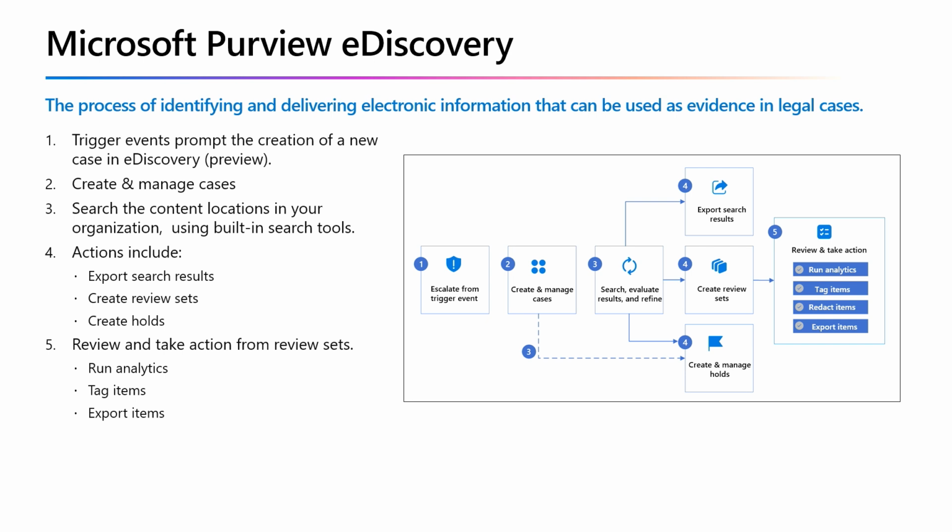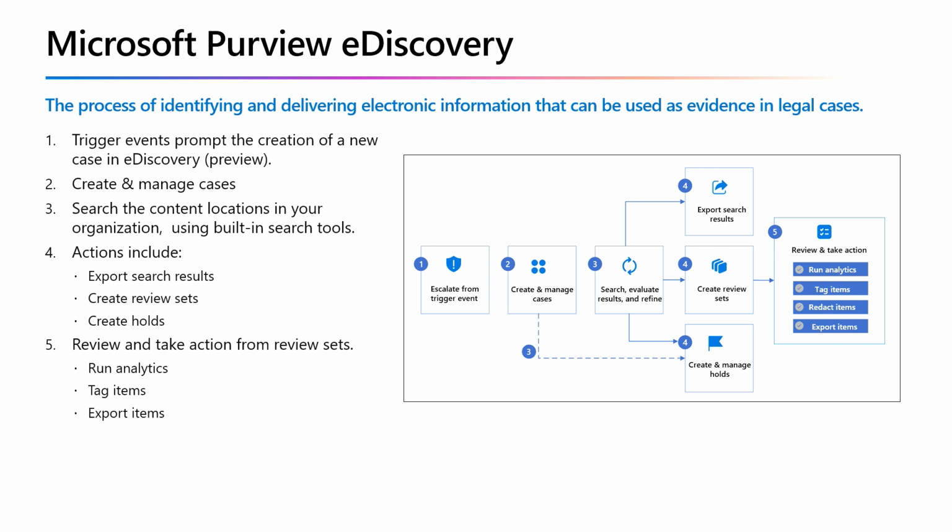When you want to search, you can have trigger events prompt the creation of a new case in eDiscovery, or you can create a case. For this, you need to select the areas you want to search. For example, let's say you want to search in Exchange or in Teams. Then you can add filters like date or the username that has been involved in this case, and you could use any specific keywords.